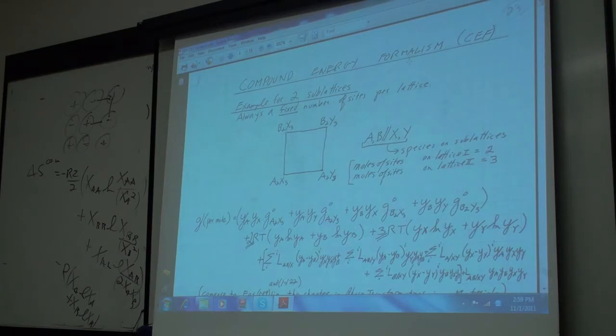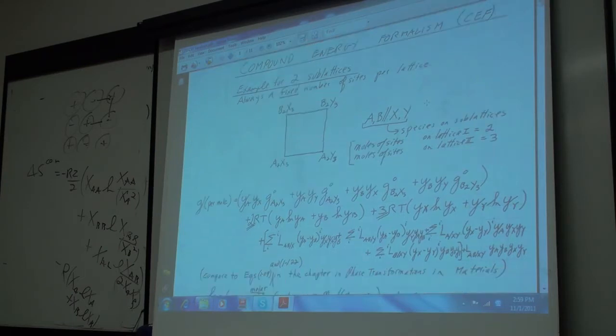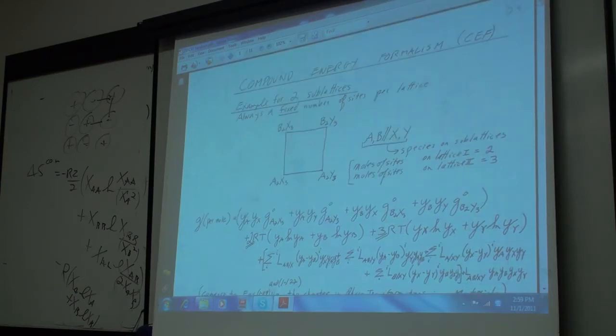Here's your compound energy formalism, known as the CEF, which again goes back to the molten salt work of Blander and those people, although they should get more credit. People talk about the compound energy formalism of Hillert or whatever. Hillert has made many additions to it, but it's not really his basic idea. Example for two sublattices: always a fixed number of sites per lattice. So these are solids, or liquids as long as you have a fixed number of sites, and as long as they're always the same valence. The examples I just showed you work because they're all univalent ions. But if you mix sodium chloride and magnesium chloride, then you can't do it.